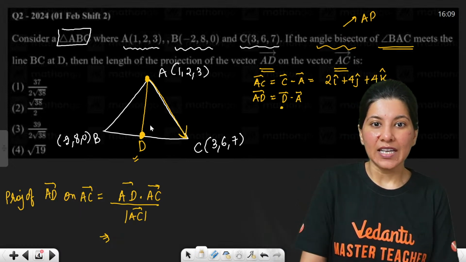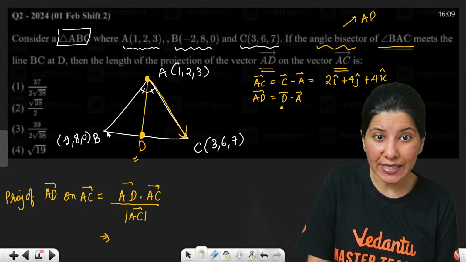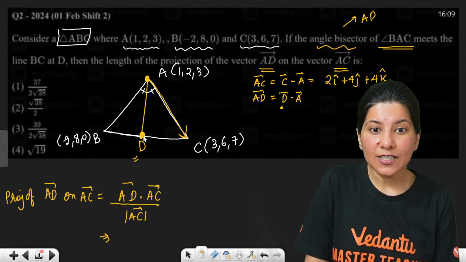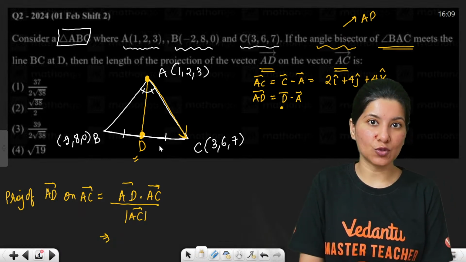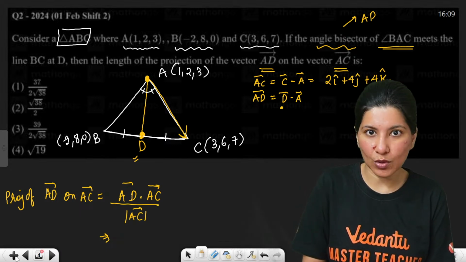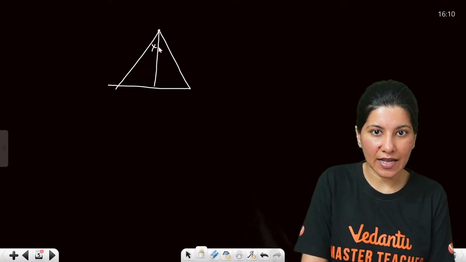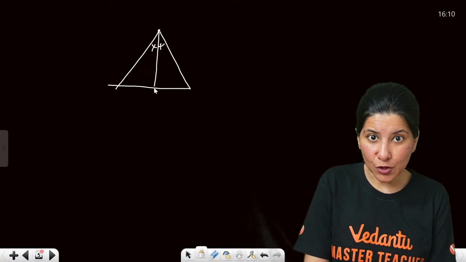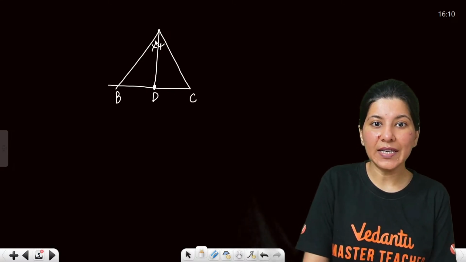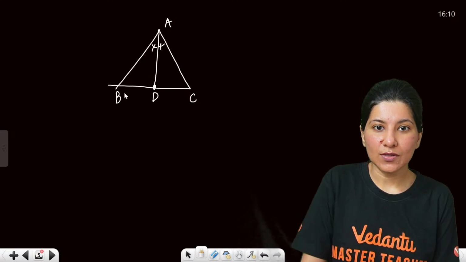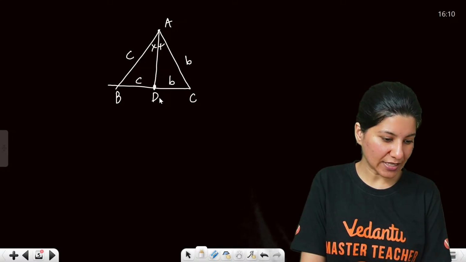Let me tell you. If AD is your angle bisector, then I can actually figure out the BD to DC ratio. Let me give you that concept over here. Suppose in any triangle there is an angle bisector. The ratio BD is to DC will be nothing but, suppose this is small b and this is small a, this is going to be c is to b.